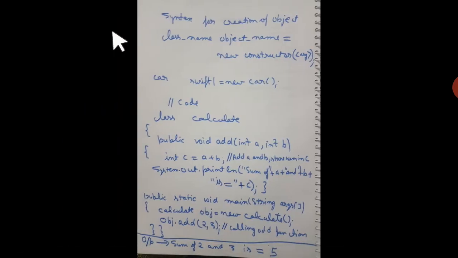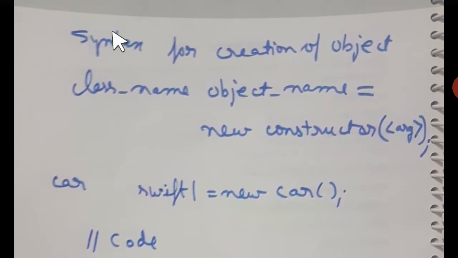Now one very important thing, if you don't remember how to create the object, here is the syntax for creation of an object: we write the class name, then the object name, assignment operator, new, and then the constructor. Constructor is also a member function. We'll discuss it in the upcoming videos. Now, if arguments are required, they will also be there; otherwise it will be left empty, just parentheses are enough. So we have got one example here.